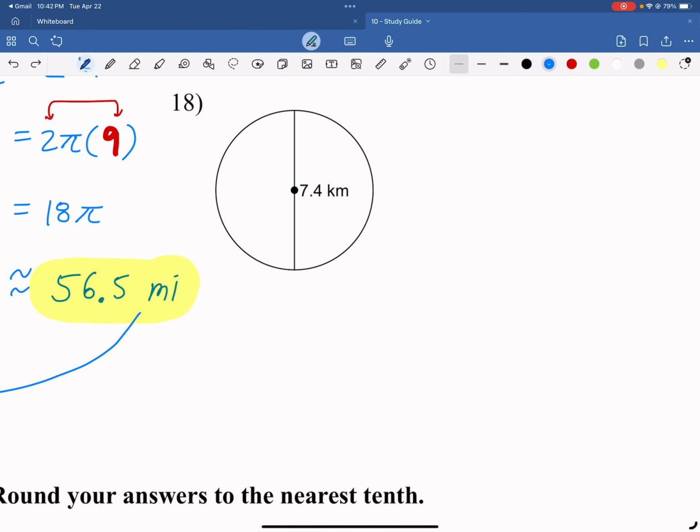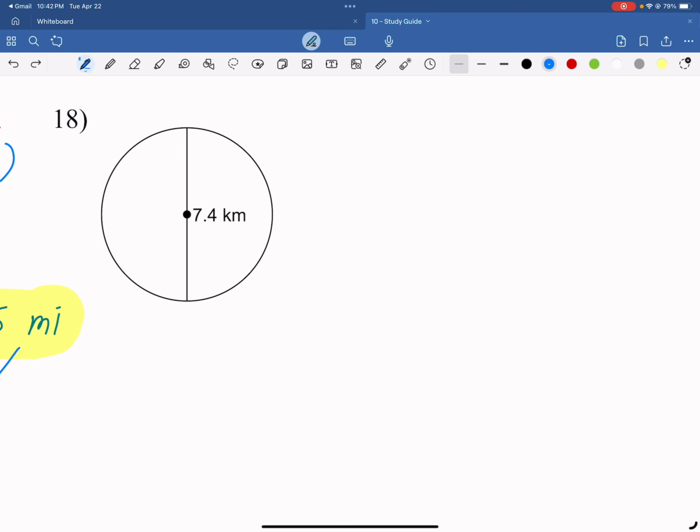Number 18. Again, be careful on your test. Two things. Just read whether or not it's asking you for circumference or area. And then 2, determine whether or not it's the radius or not. In this case, think about it. You need 7.4 divided by 2. You need the radius, which is half of that diameter. They didn't give you the radius.